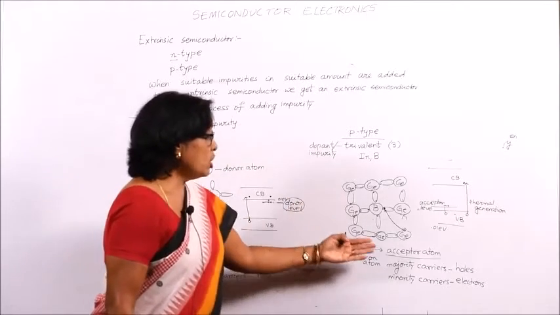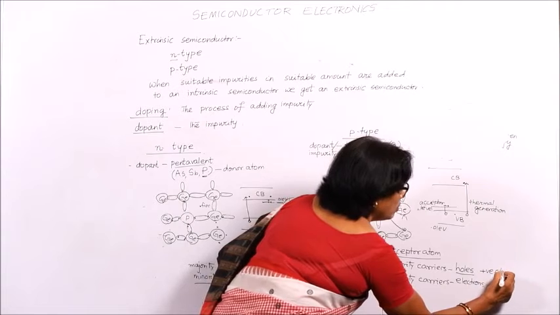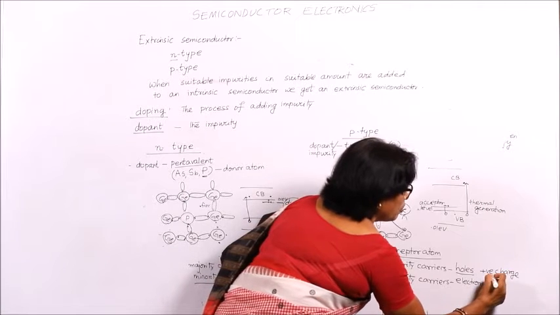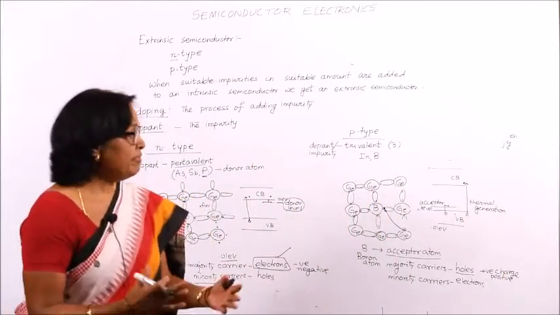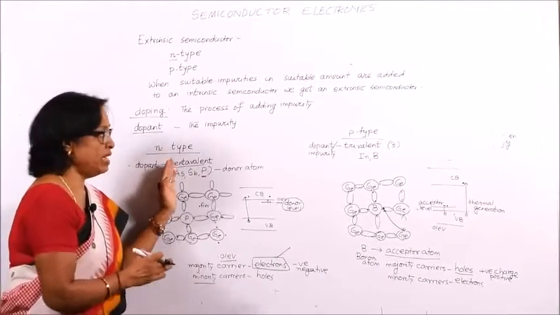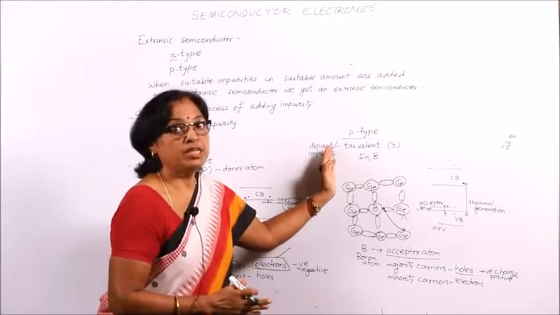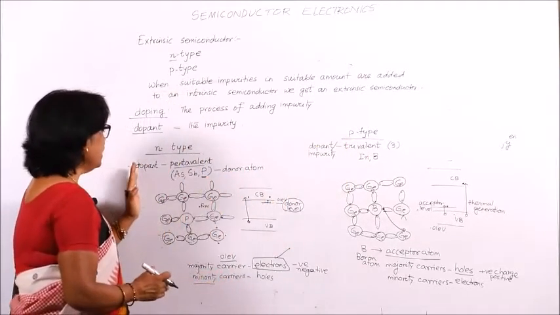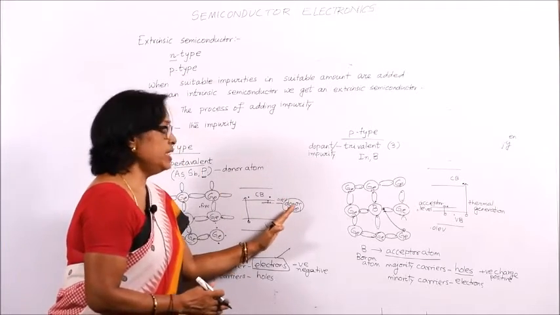Because holes are treated as positive charge, P for positive, that is why it is called a P-type semiconductor. So what we find is that in the case of N-type semiconductor, the dopant is pentavalent. In the case of P-type, the dopant is trivalent, or the impurity is trivalent.